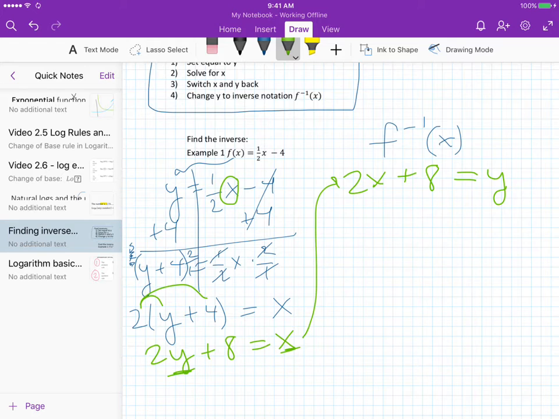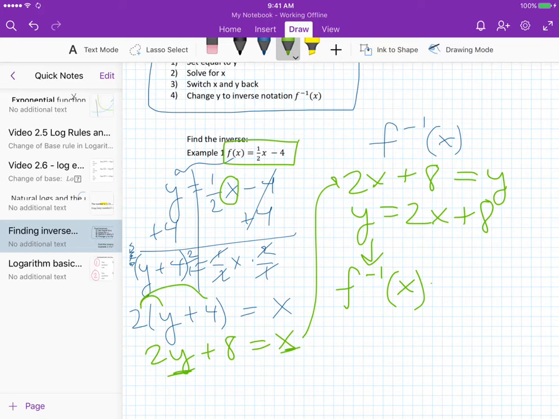And we just write that in a different way. So instead of y equals, and we could always switch this so that we're more used to this form here, y equals 2x plus 8, but instead we're going to show that y is actually the inverse of the original function f of x. So to show that it's the inverse, we just write this notation. F of negative 1, the inverse of f of x, is 2x plus 8. And then we're done.